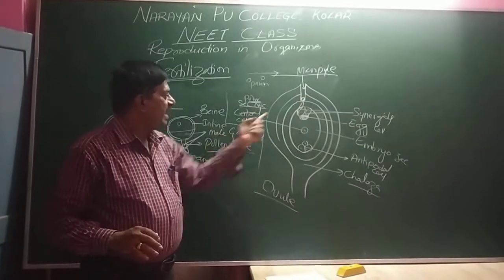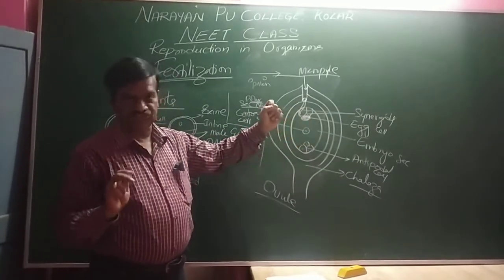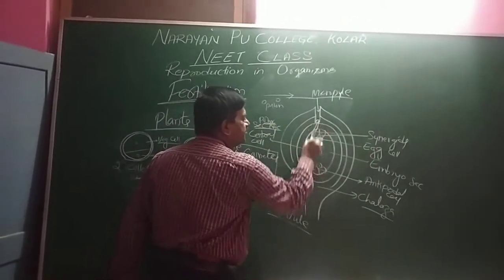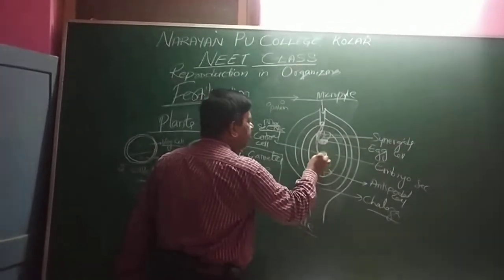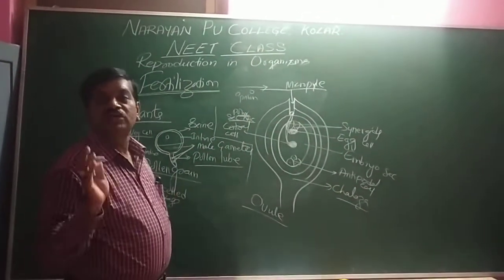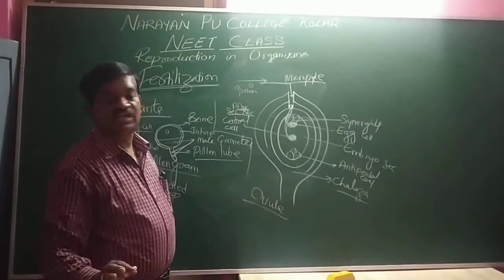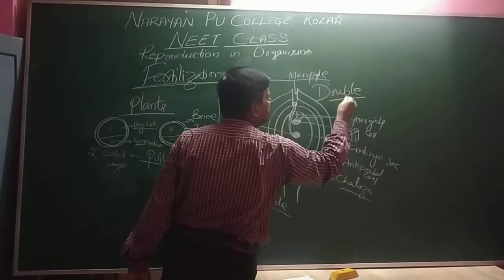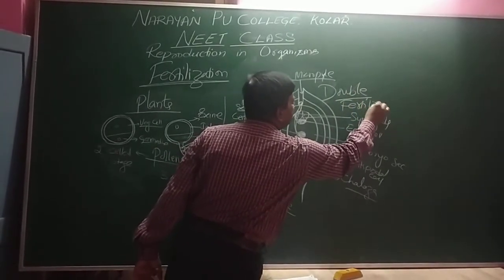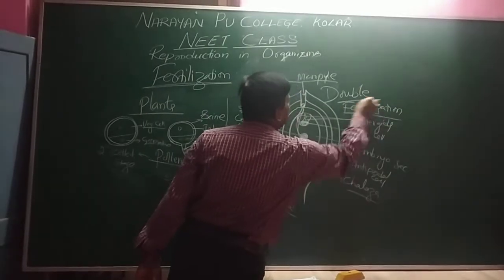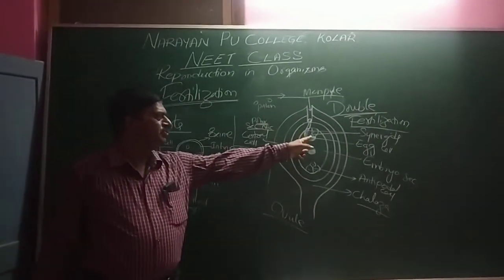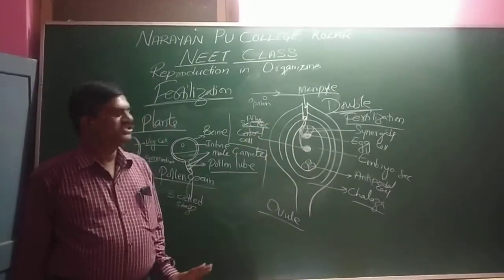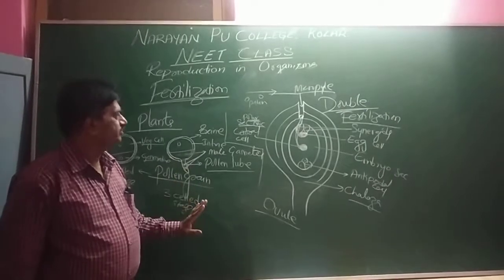One male gamete fuses with the egg cell, fertilization. One more male gamete fuses with the secondary nucleus or polar nucleus, and this is called double fertilization. So, in the higher plants, two fertilizations take place, hence it is usually called double fertilization. One fertilization with the egg cell and the other fertilization with the secondary nucleus, hence it is called double fertilization.